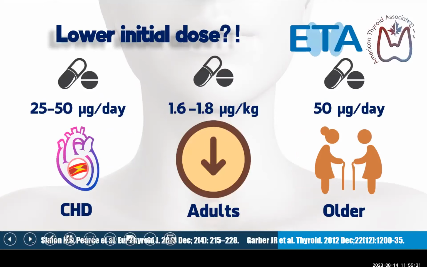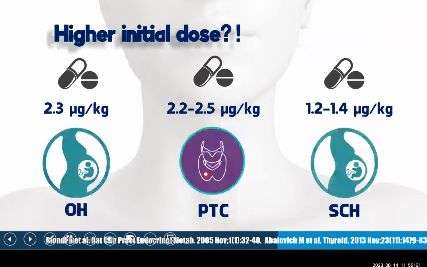However, you may actually use a lower initial dose in specific circumstances, like if you are dealing with a patient who has established coronary heart disease, you should start with a low dose of 25 or maximum 50 micrograms per day. If you are dealing with an elderly patient, you should start with a low dose of 50 micrograms per day. And in other situations, you may actually choose to start with a higher initial dose, like patients in pregnancy.